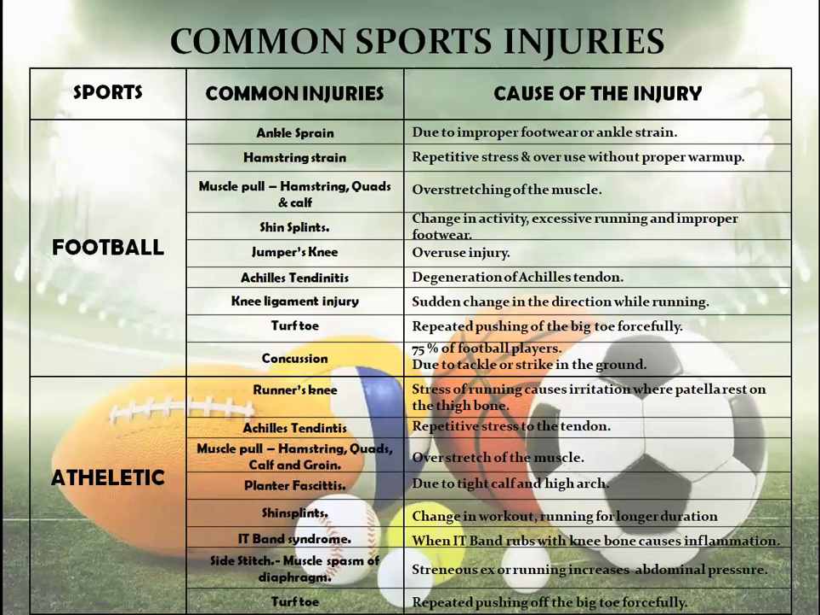Now moving to the athletes. Athletes have runner's knee, which is very common, and Achilles tendon problems, which are also due to repetitive stress and inflammation of the tendon, and muscle pull in hamstring, quadriceps, calf, and groin, which is also due to overstretching of the muscle, and plantar fasciitis. Main complaint. The cause of plantar fasciitis is usually unknown, but may also be due to tight calf or high arch.